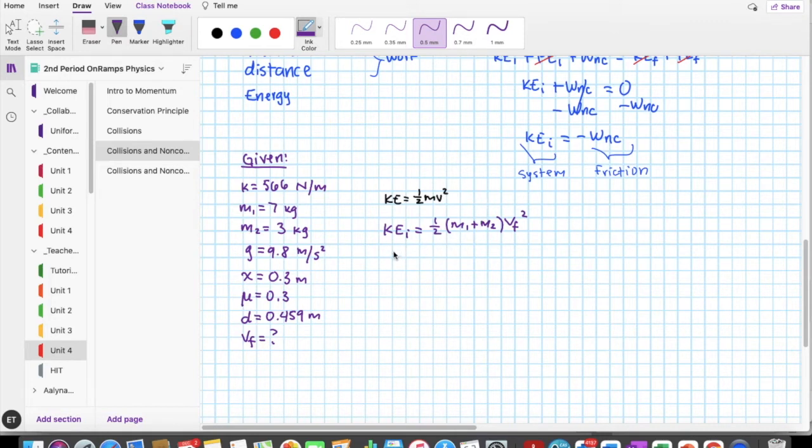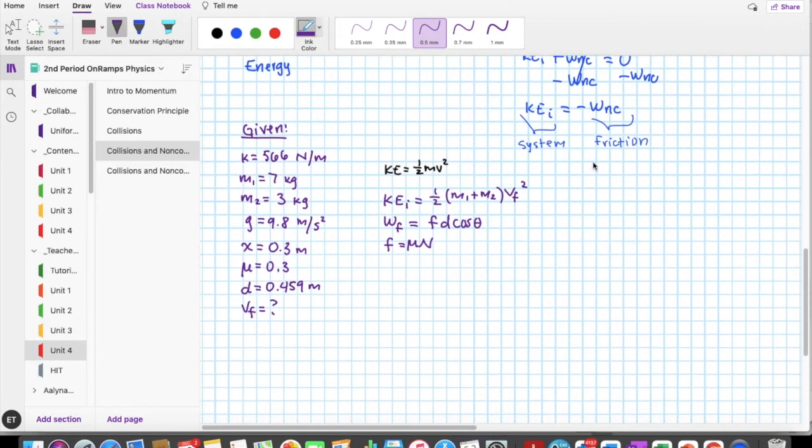And then the work done by friction, because that's the non-conservative force, is the force of friction times the distance times the cosine of theta. And we know that the equation for force of friction is the coefficient of friction times the normal force. Okay, so we do have a normal force. We have to do a free body diagram, but that's okay.